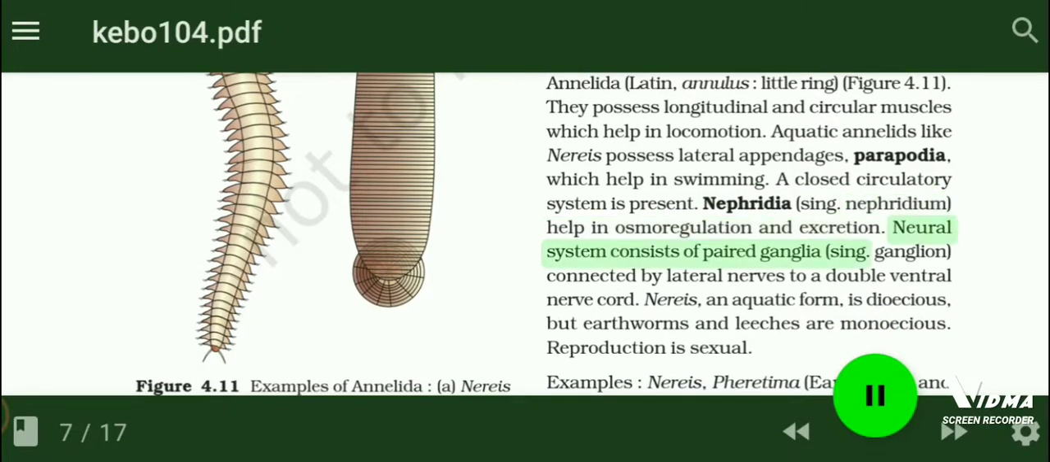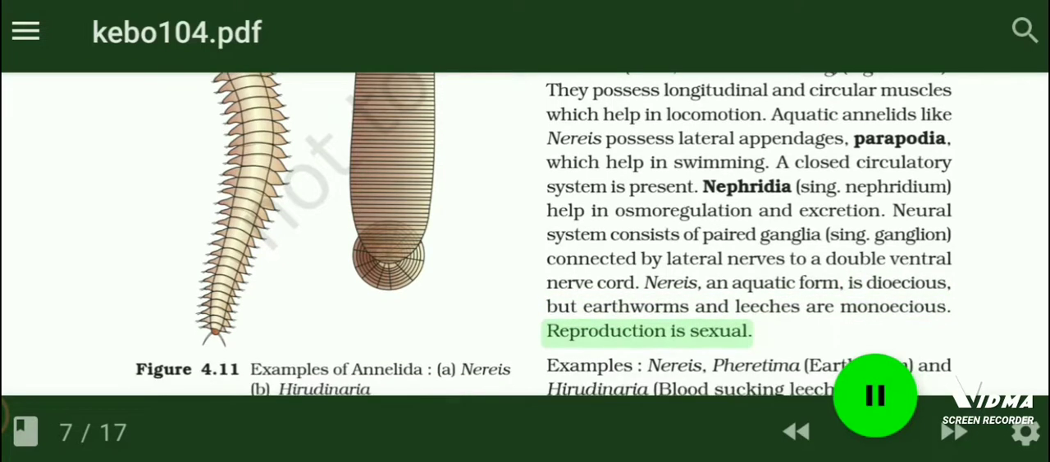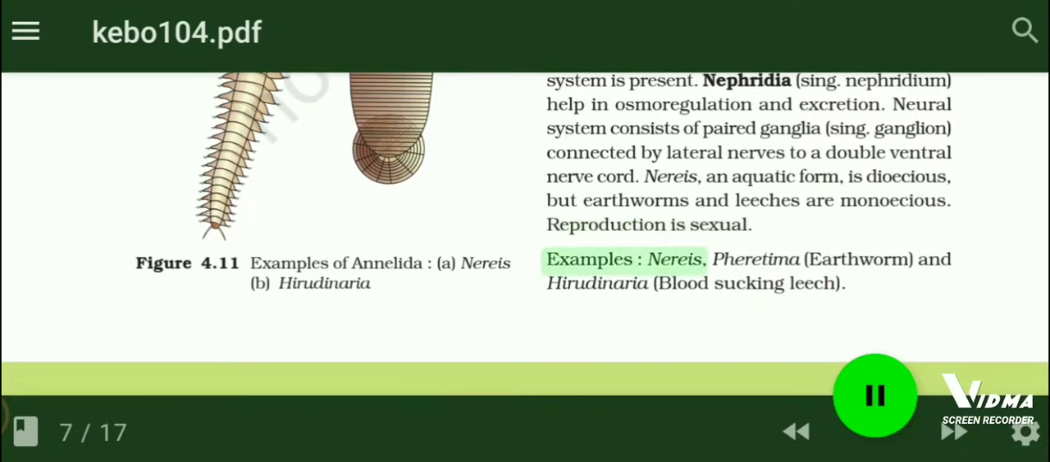Neural system consists of paired ganglia (sing. ganglion) connected by lateral nerves to a double ventral nerve cord. Nereis, an aquatic form, is dioecious, but earthworms and leeches are monoecious. Reproduction is sexual. Examples: Nereis, Pheretima (earthworm), and Hirudinaria (blood-sucking leech).